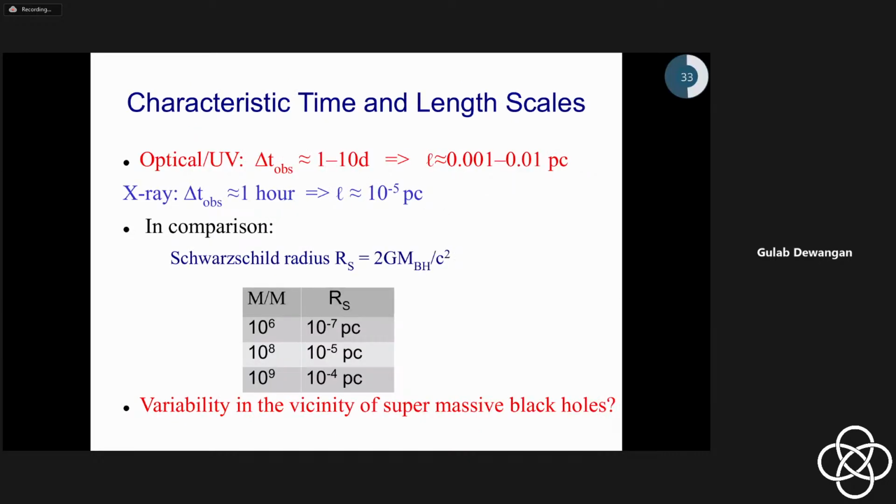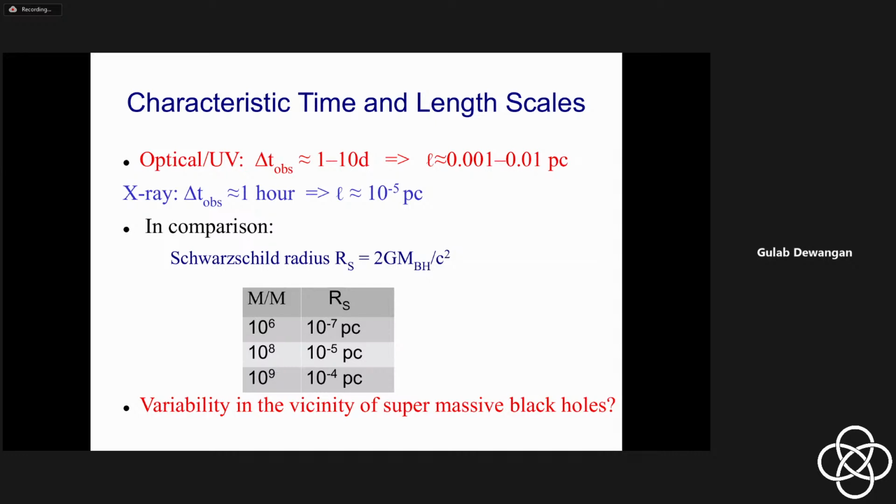Okay, so about the observed time scale, in the optical ultraviolet band, the observed time scale is about 1 to 10 days. So roughly in these 1 to 10 days, the optical continuum can change by a factor of 2 or so. So this 1 to 10 days translates into a size scale of 0.001 to 0.01 parsec. While in the X-ray band, if you look at the time variability, X-ray is very much faster, and the variability time scale is about an hour. In that case, the size scale is about 10 to the power minus 5 parsec, which is very compact.